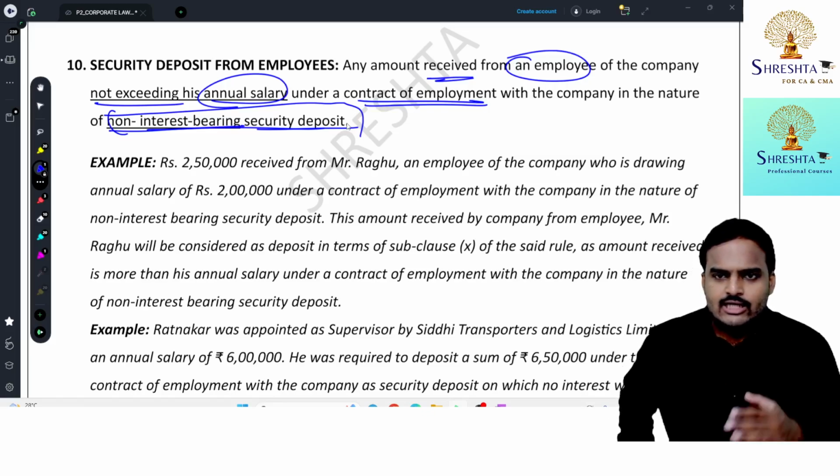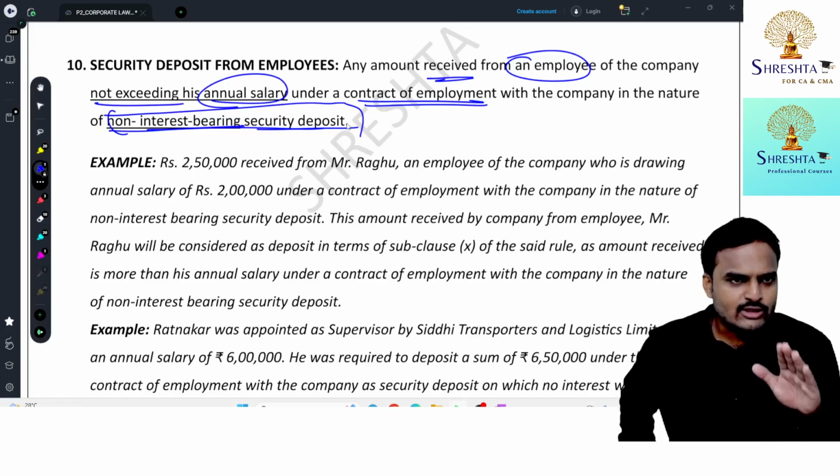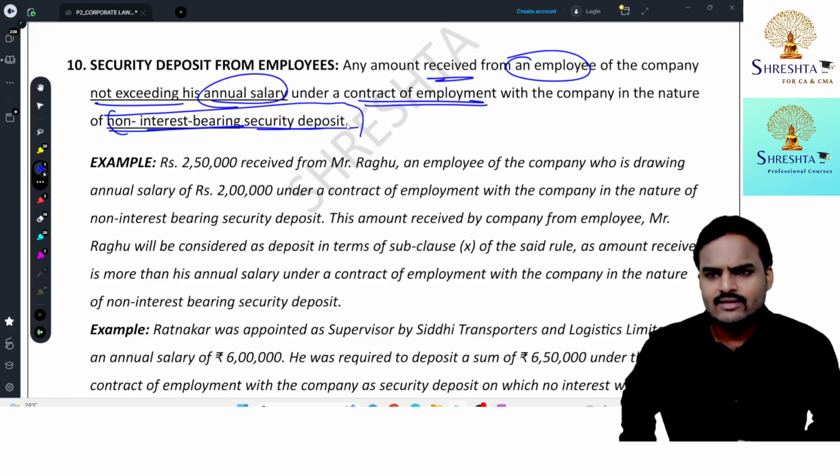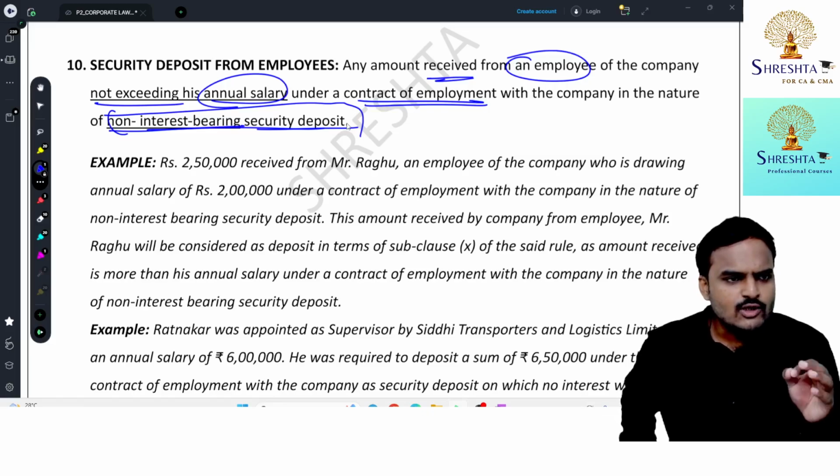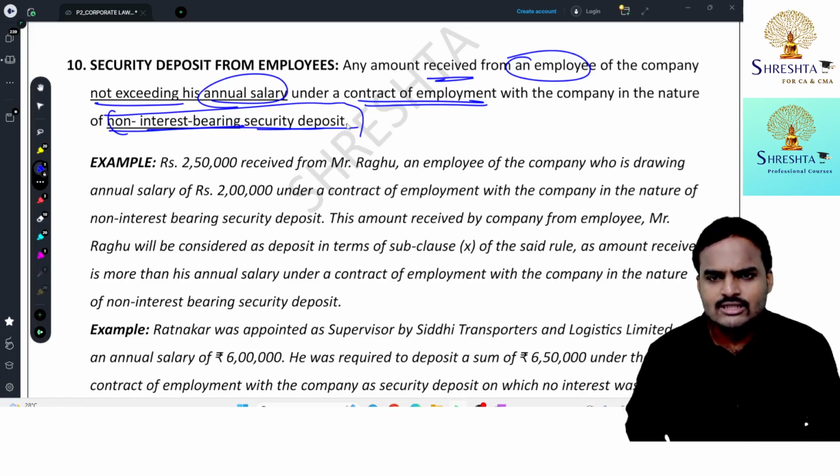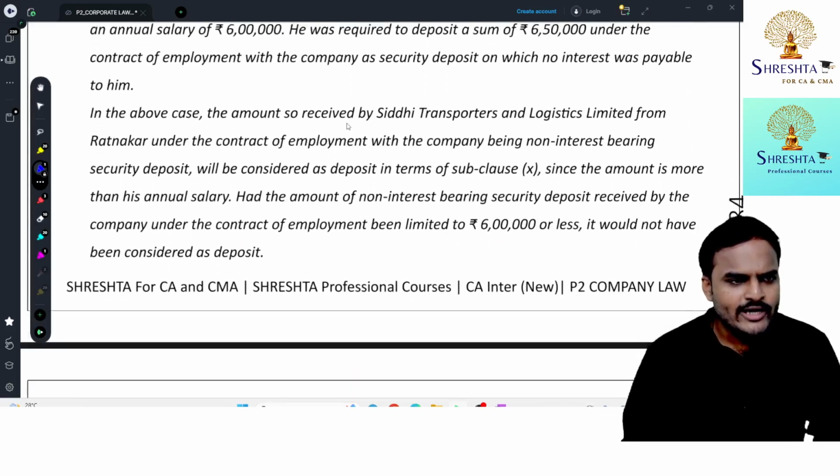So company can take security deposit from its employees, but that security deposit shall not exceed 12 months salary, and the deposit must be non-interest bearing security deposit. Everyone getting my point?